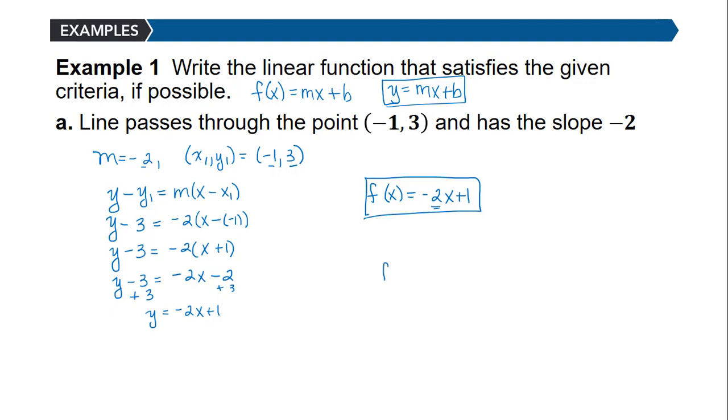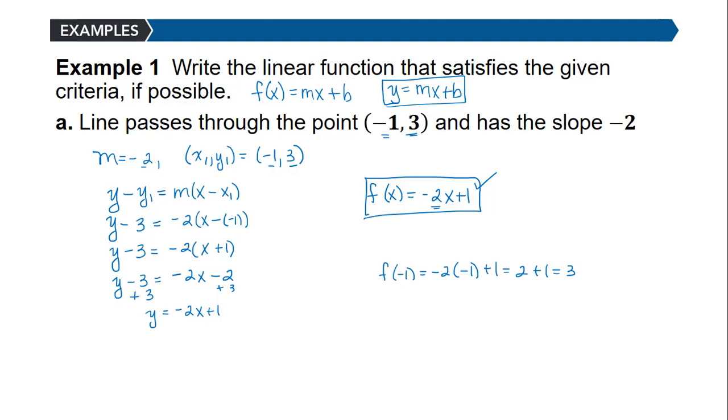So that means if we find f of negative 1, which is negative 2 times negative 1 plus 1, or 2 plus 1, we get 3. And that's exactly what the y value should be when the input is negative 1. So our linear function is correct.